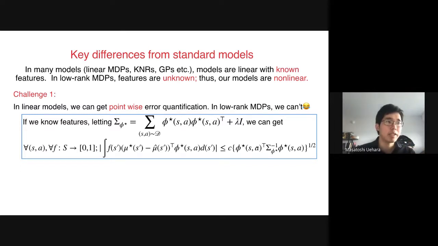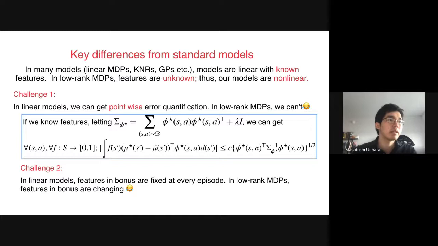And using this kind of guarantee, we can, for example, prove optimism. And that's what is happening in the proof of linear models. However, in our case, we cannot get this type of error for any S and A. So that's why the proof is challenging. And the second point is, in linear models, features in the bonus are fixed at every iteration, but in low-rank MDPs, features are changing every time. So that's the second challenge.